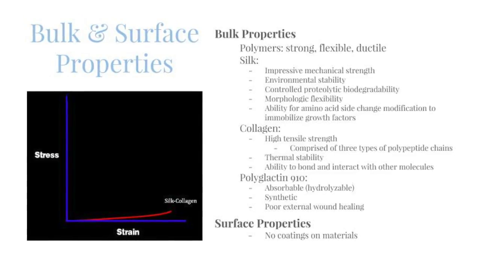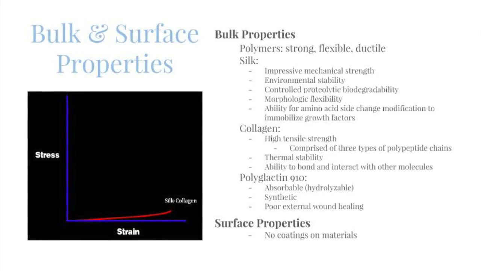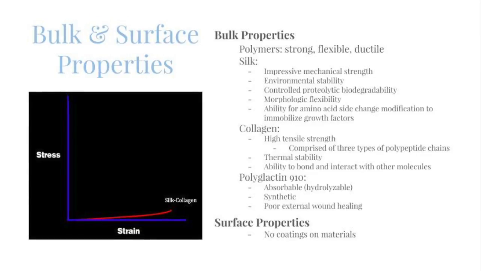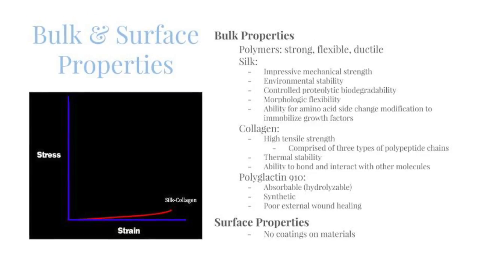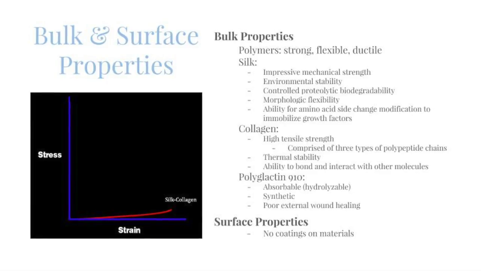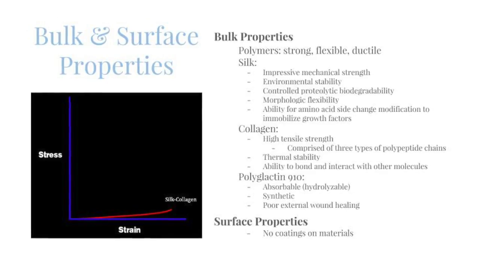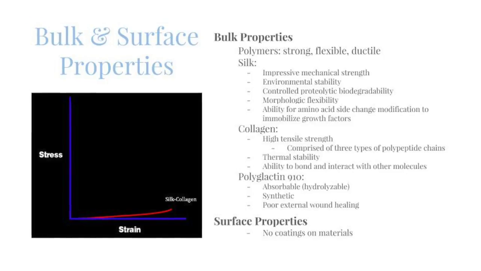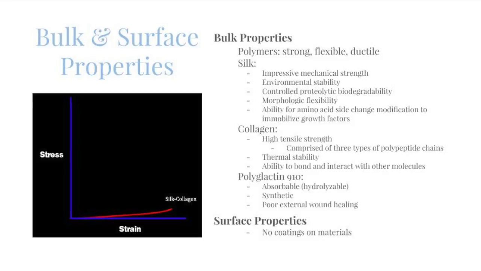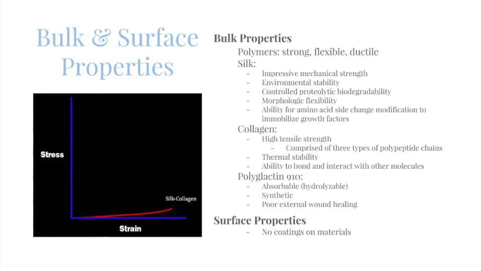The collagen, also a component of this chosen sponge material, exhibits high tensile strength due to its composition of 3 types of polypeptide chains. It also exhibits thermostability and ability to bond and interact with other molecules. The designated suture material, polyglactin 910, is absorbable through hydrolysis, synthetic, and exhibits poor external wound healing. Additionally, none of our materials were coated.